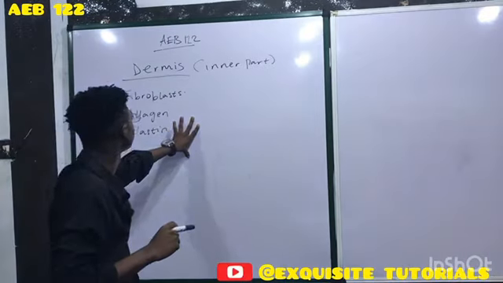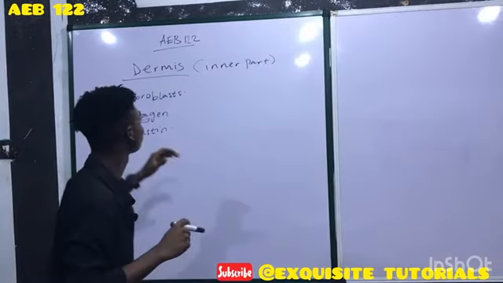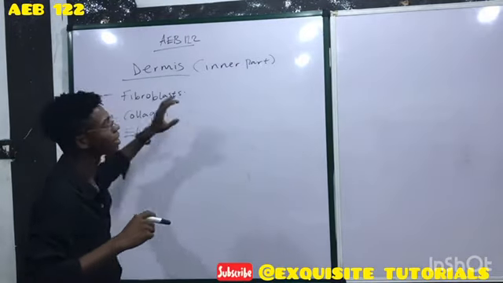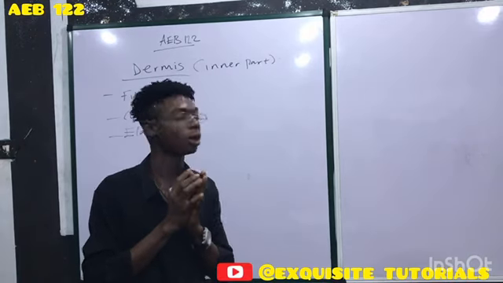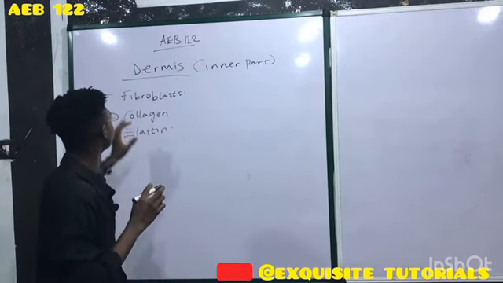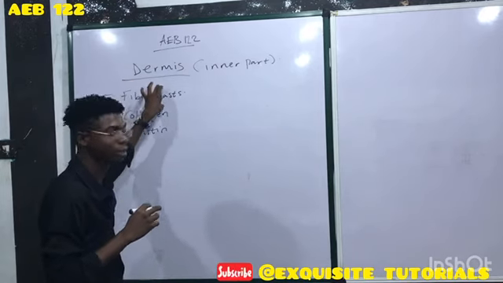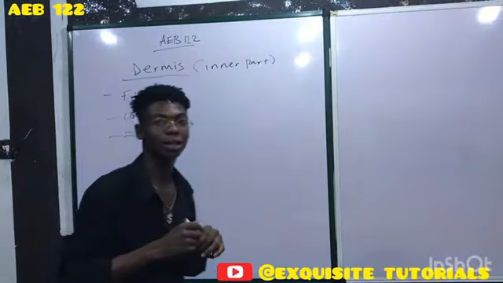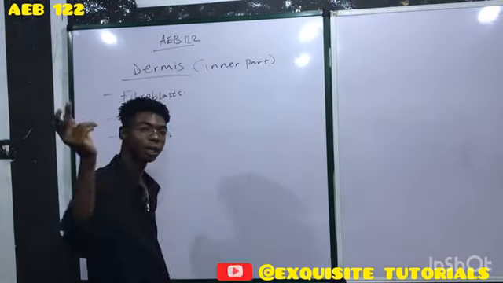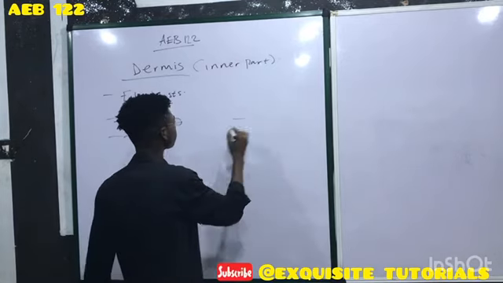Now talking about fibroblasts. Before I start, the dermis is mostly made up of connective tissues. The most common connective tissue there is the fibroblast. The fibroblast secretes about, I think, 3 proteins. Yes, we have fibrin.